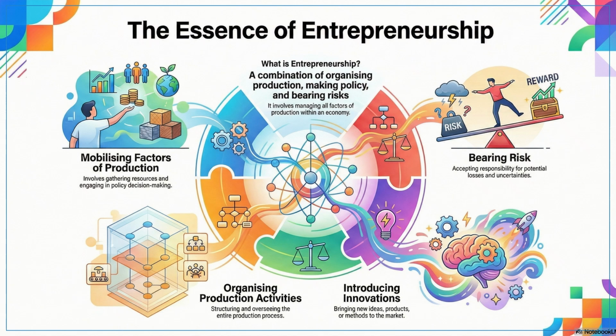Key elements of entrepreneurship. The first one, mobilizing factors of production. These are gathering resources such as land, labor, capital, and making policy decisions about how to use them. Second one, organizing production activities. These are structuring the business, overseeing the entire production process, and managing day-to-day operations.